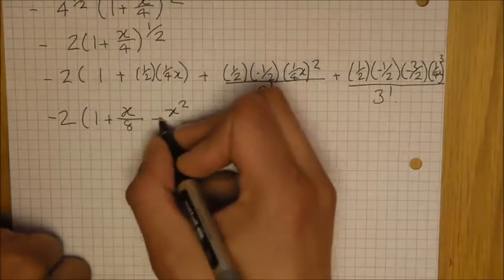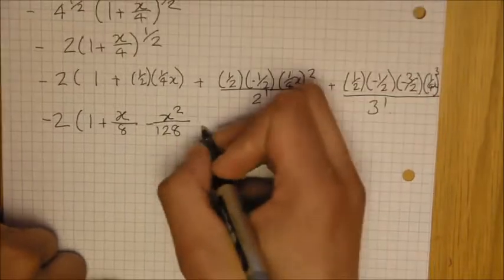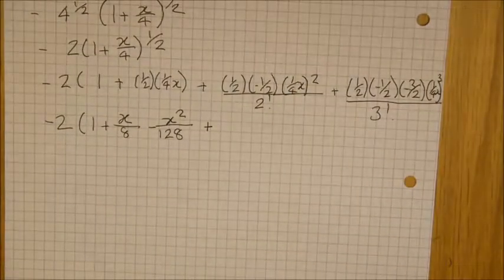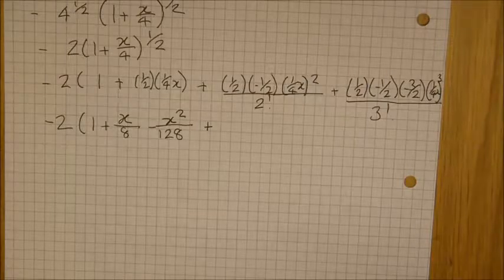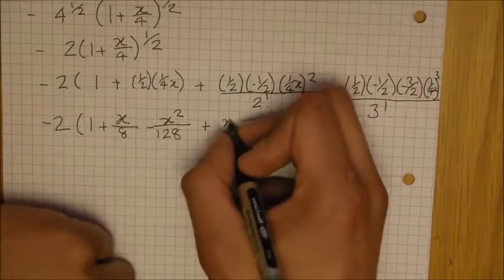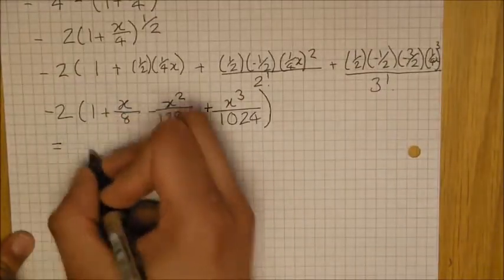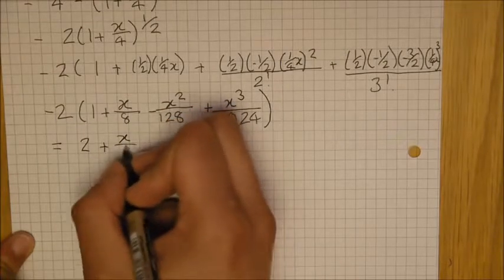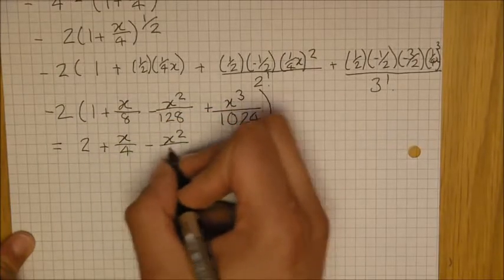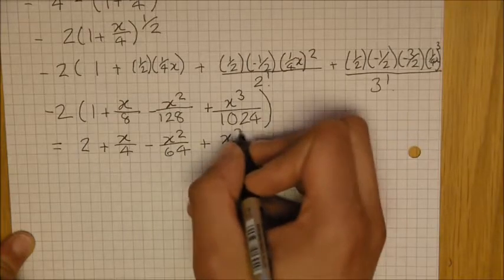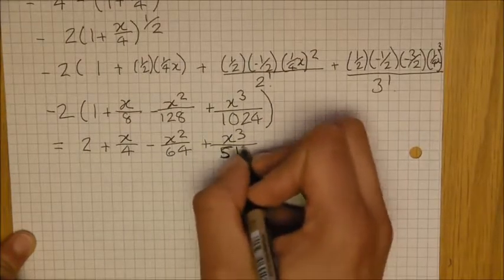Minus x squared over 128 plus, finally, for the x cubed term, what we're going to do is 1 half minus 1 half minus 3 over 2, 1 over 4 cubed all over 3 factorial, which is going to give us x cubed over 1024. And then finally we can expand this out to be 2 plus x over 4 minus x squared over 64 plus x cubed over 512.